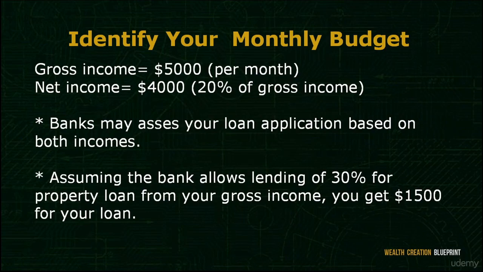Let's say your expenses are 20% from your gross income, so it will leave you with a net income of $4,000. Note that banks may assess your loan application based on either your gross or net income. Let's assume that the bank policy grants lending of 30% for property loan commitment based on your gross income. You get $1,500 from your gross salary of $5,000.